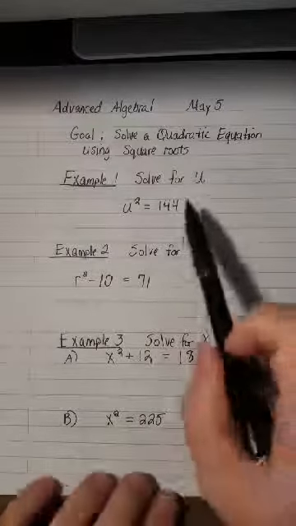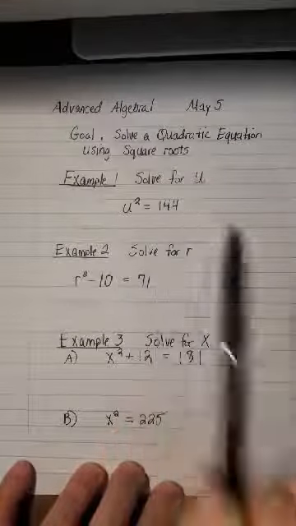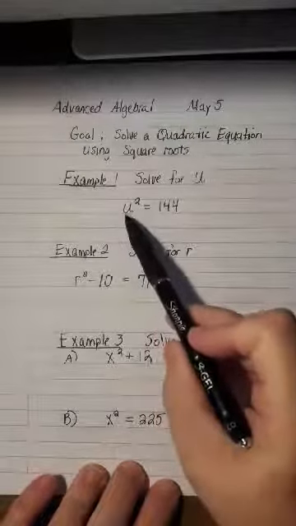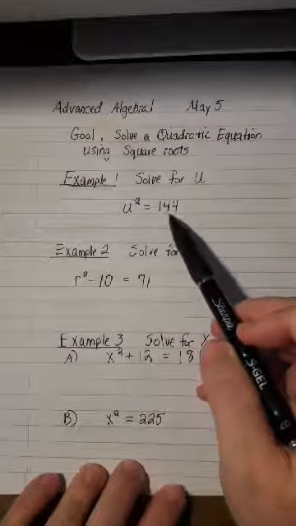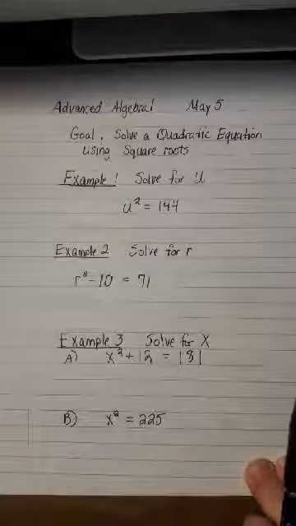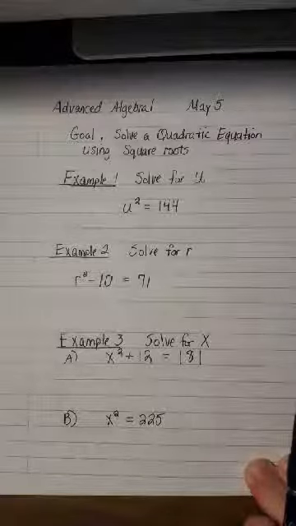So if you're looking at example 1, it says solve for u squared equals 144. Remember, you're trying to figure out what u is, what you can plug in right there to square it and get 144. Well, that's easy. But like I said, you still need to know the process of solving it, because we're going to be using this process in upcoming lessons.